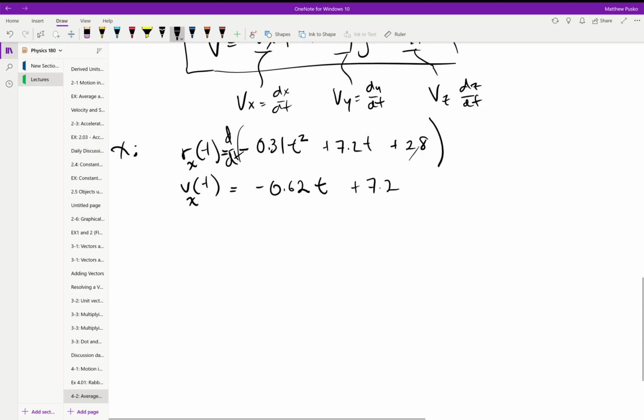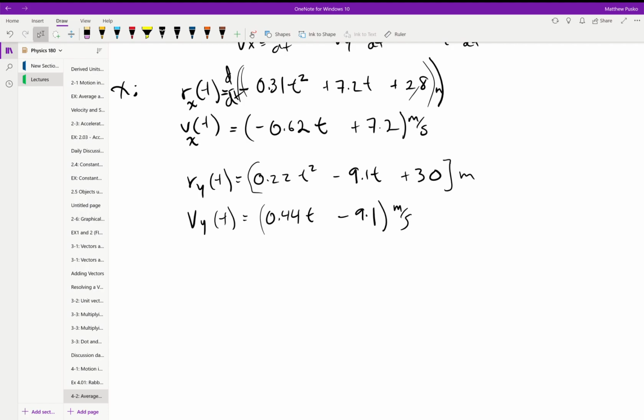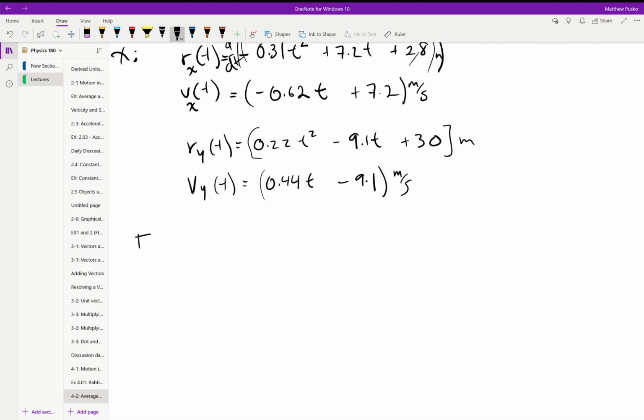We'd have to look at the y direction also. If they give us r in the y, the position in the y direction as a function of time, and in this problem it is 0.22 t squared minus 9.1 t plus 30, and all that's in meters. If I want to get to the velocity in the y direction, we're going to take the derivative with respect to time. So I get 0.44 t minus 9.1, and that would all be in meters per second. We could evaluate that at any time t then.